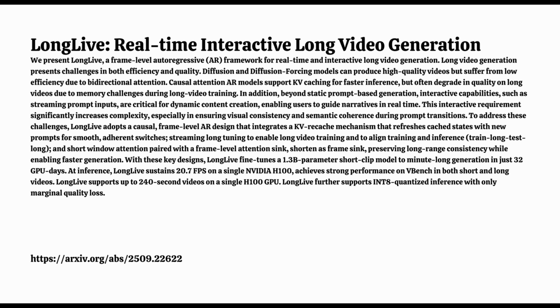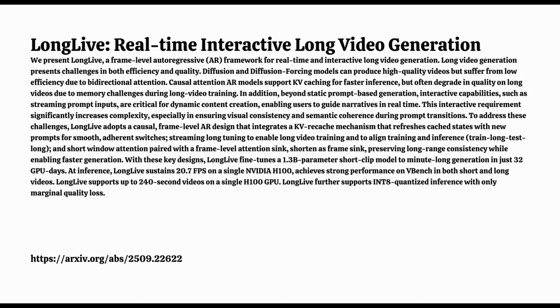Okay, interaction solved. Let's go back to the length issue. Even with KV-recache, how do they prevent that quality drift we talked about with AR models, the train short test long problem, causing errors to build up? Right. That required a change in the training strategy itself. This is where streaming long tuning comes into play. The core idea is to align the training process much more closely with how inference actually works for long videos, so a train long, test long approach. How do they train long without running into memory limits? Training on minute-long sequences must be computationally expensive. It would be, yes.